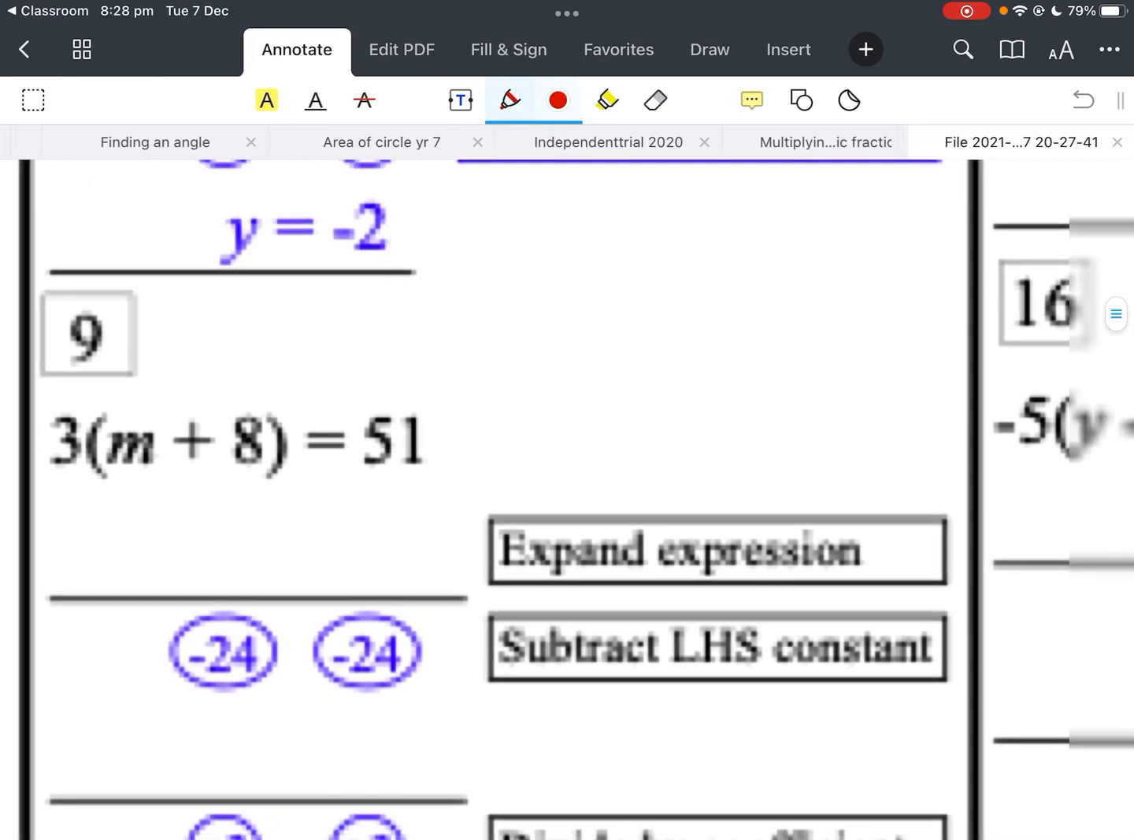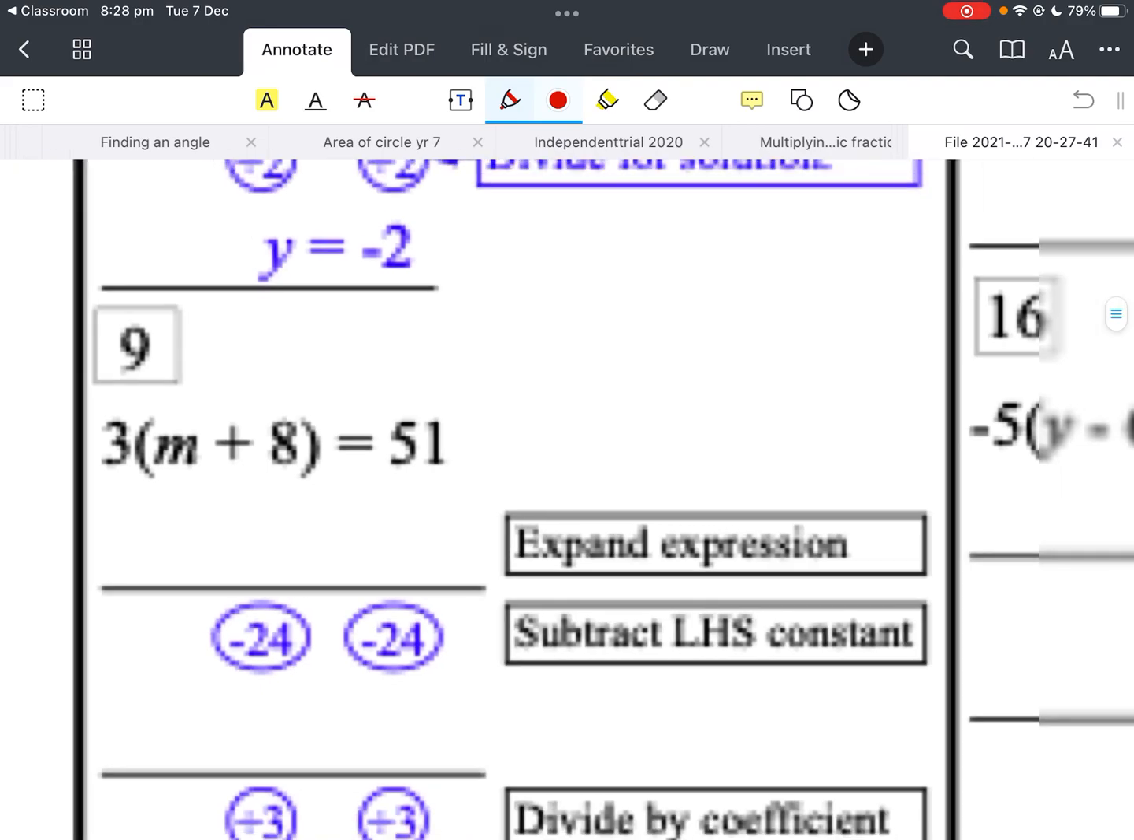Expand the expression. It's not letting me write. That's a bit weird. There it is. And then you subtract the left-hand side. So I'll show you what to do first.